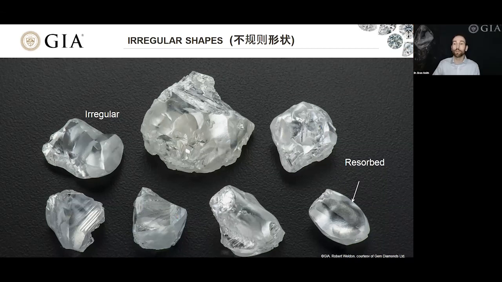The diamonds shown here are from the Letseng mine, Lesotho. These ones range from 14 to 91 carats. Irregular shapes with smooth resorbed surfaces like these are typical for large type 2A diamonds.